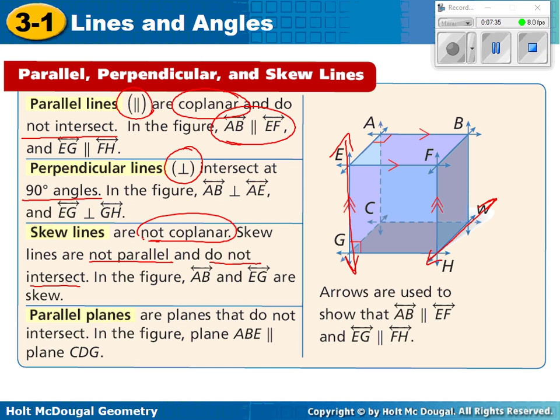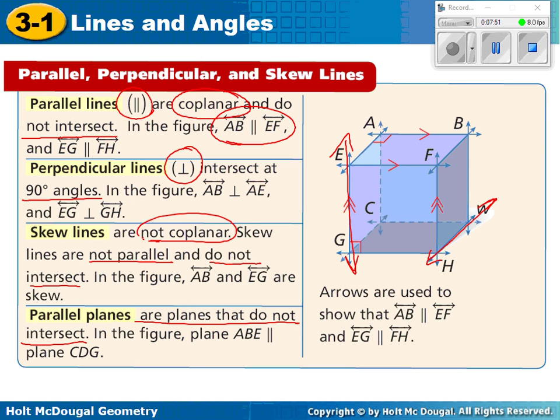All right, and then parallel planes are going to be just like parallel lines, except we're talking about the 2-dimensional shape. So when you look at something like a box, you're going to have your top and bottom parallel, your left and right parallel, your front and back parallel. So parallel planes are planes that do not intersect.